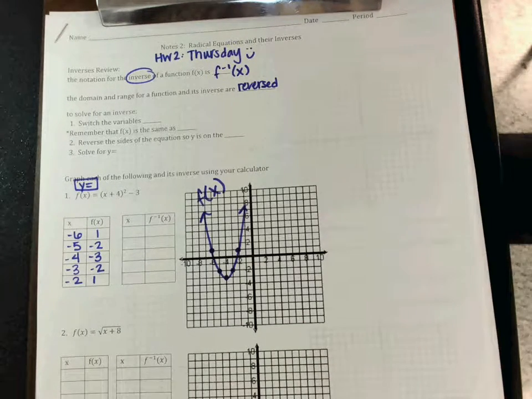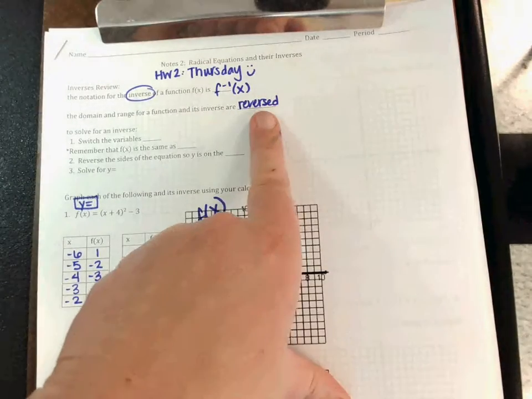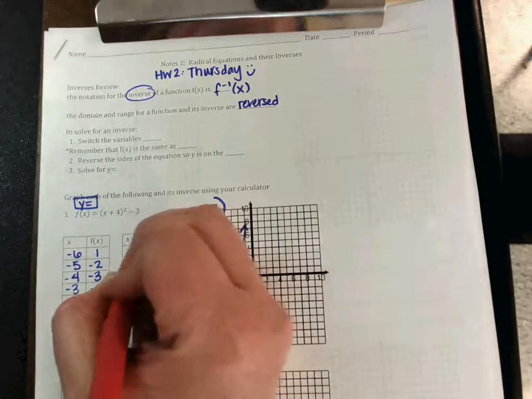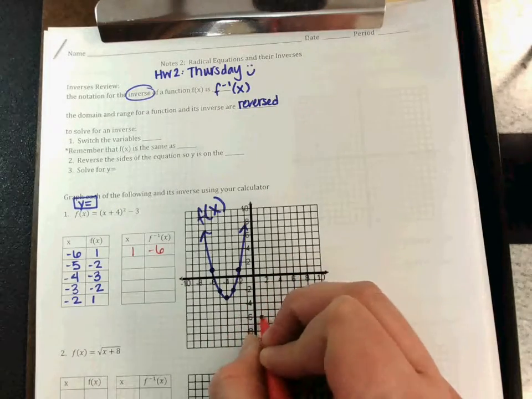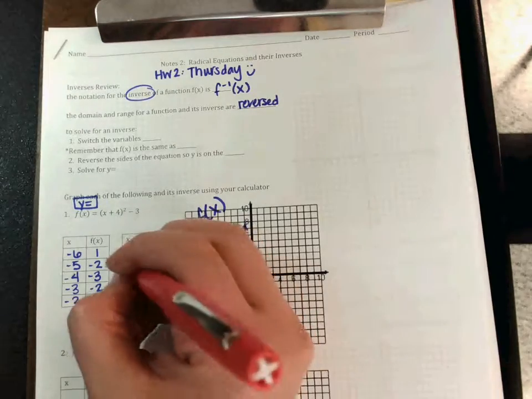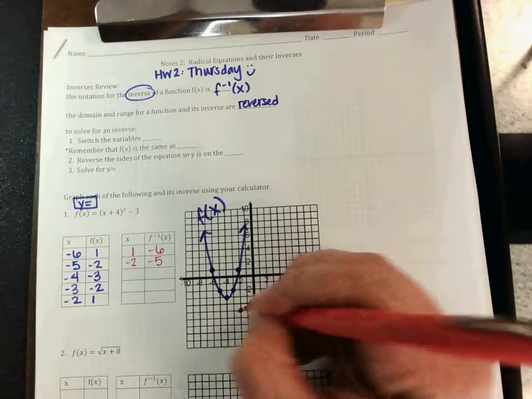Now, how did we say you're going to find all of your new points? You're going to do what to them? You're going to reverse them. You're going to flip them. So if my original point was -6, 1, what's my new point? Good, 1, -6. And I'm going to graph as I go, but I'm going to graph now my second set of points for my f inverse. So 1, -6 is here. Then -5, -2 backwards is -2, -5. You're just flipping the order, yep.